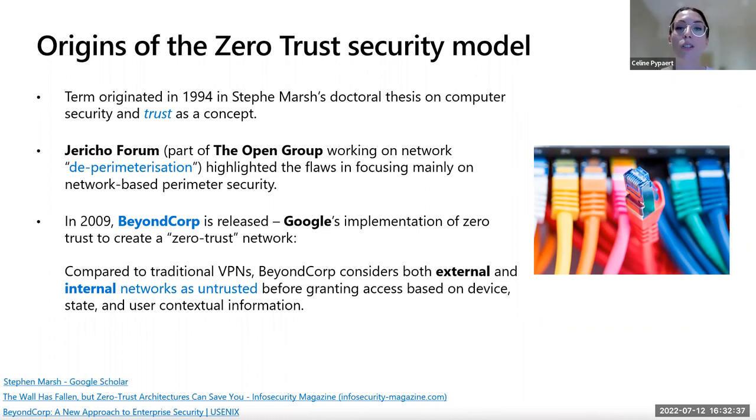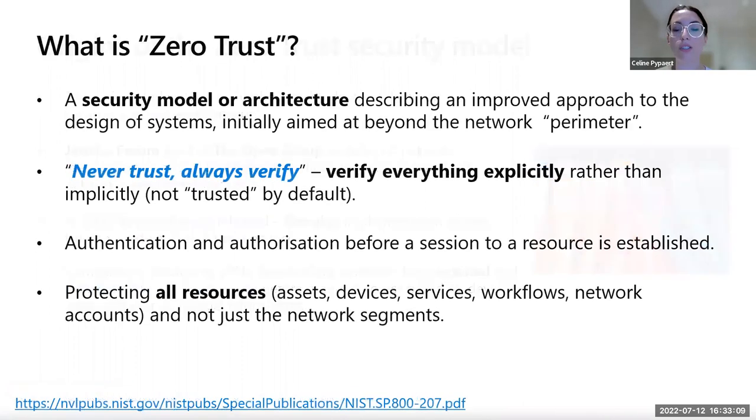And then in 2009, Google released their implementation of Zero Trust architecture, called BeyondCorp, to create a Zero Trust network. So compared to traditional VPNs, where for example, you connect to the VPN and that's it, you're in, BeyondCorp considered both the external and the internal network as not trustworthy, so as untrusted, before granting access based on device, state, session, and user contextual information. So kind of like in a conditional access sense. And that, of course, is important. So Google had the head start to do that work.